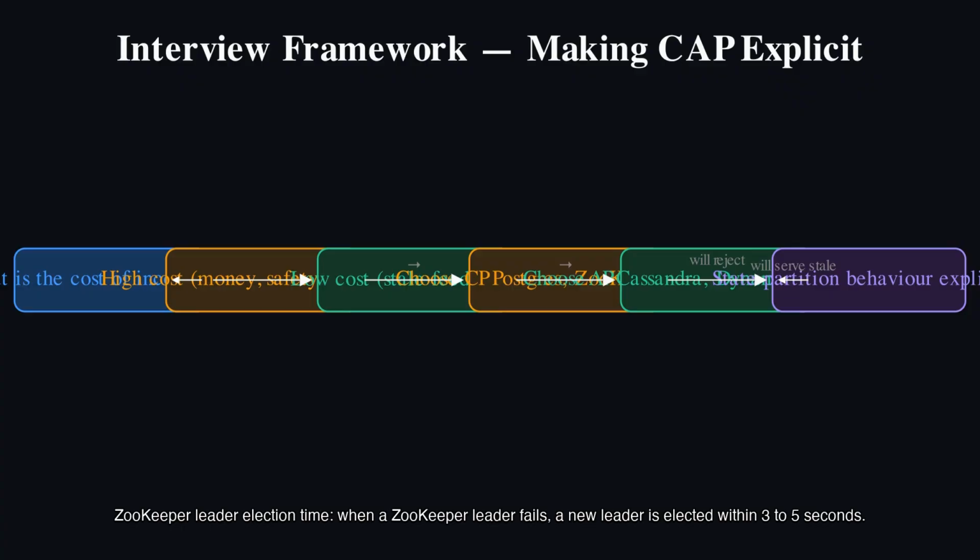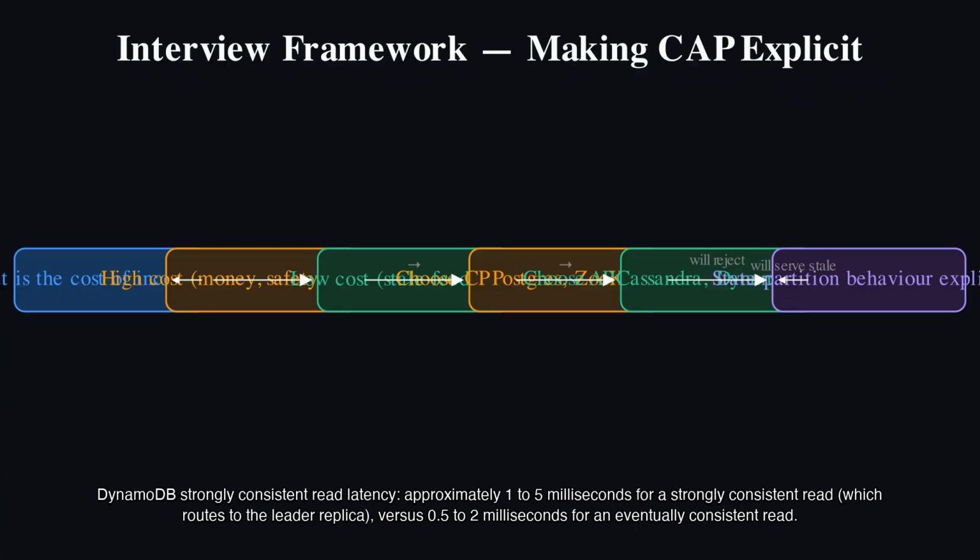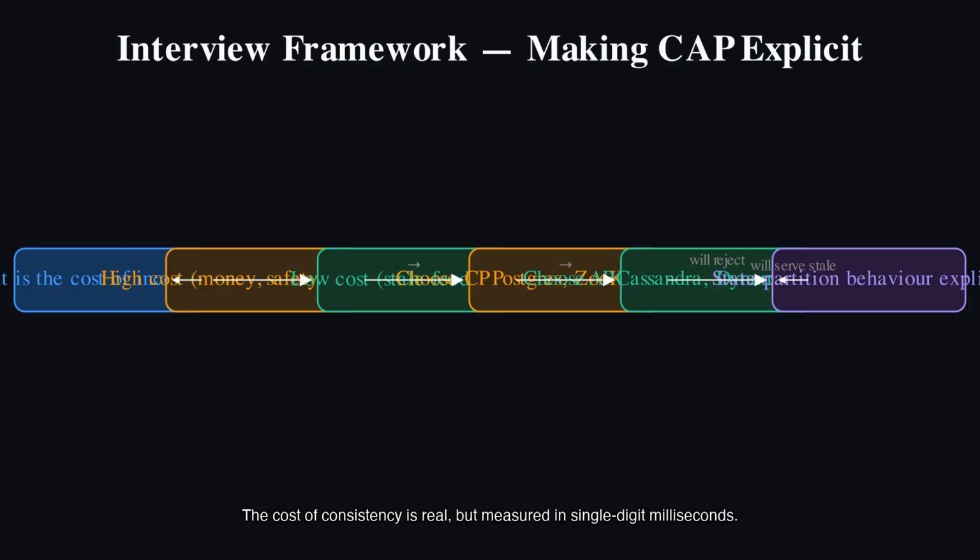ZooKeeper leader election time. When a ZooKeeper leader fails, a new leader is elected within 3 to 5 seconds. During this window, ZooKeeper is unavailable. It refuses all reads and writes to maintain consistency. This is the CP trade-off made tangible. 3 to 5 seconds of unavailability in exchange for never serving stale data. For distributed coordination, this is the right trade. DynamoDB strongly consistent read latency, approximately 1 to 5 milliseconds for a strongly consistent read which routes to the leader replica, versus 0.5 to 2 milliseconds for an eventually consistent read. The cost of consistency is real, but measured in single-digit milliseconds.